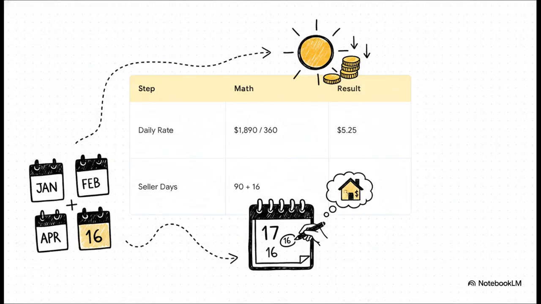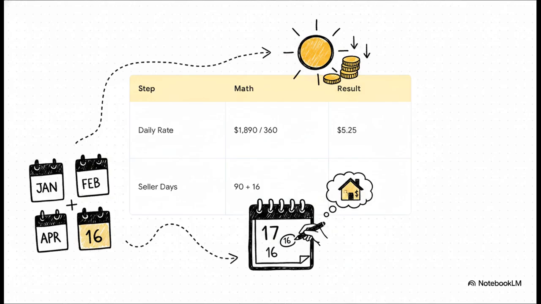All right, moving on to steps 2 and 3. First up, we need to find that daily rate. We just take the annual taxes of $1,890 and divide it by our standard 360-day year. That pops out a nice, clean $5.25 per day.